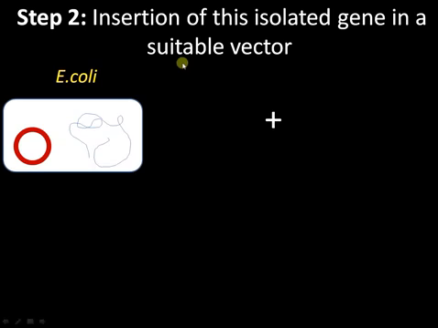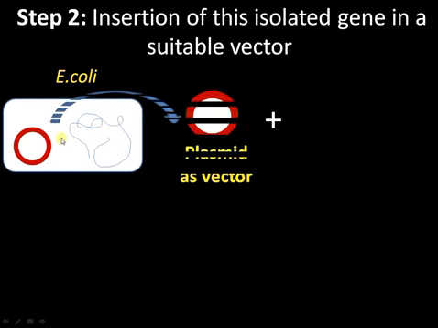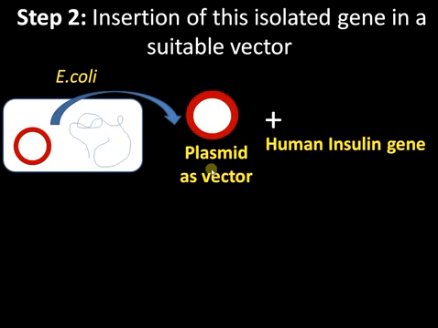So most often here we are taking plasmid as our vector. Plasmid is extrachromosomal DNA that is present in bacteria. This is an E. coli bacterium. I have isolated a plasmid from E. coli bacterium. This is a plasmid vector. This is our gene of interest, that is the human insulin gene.